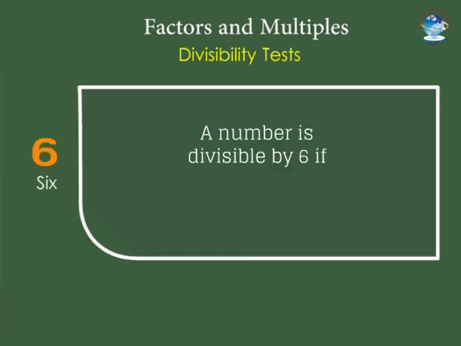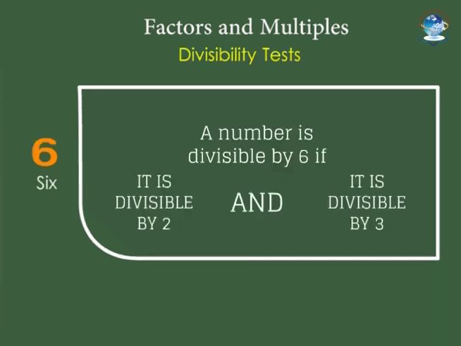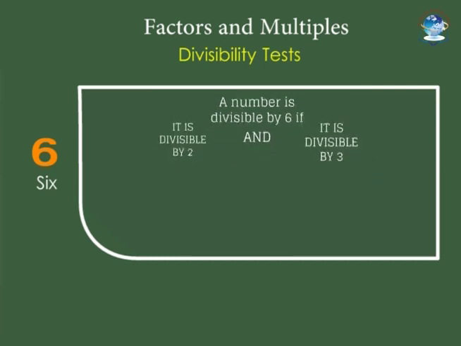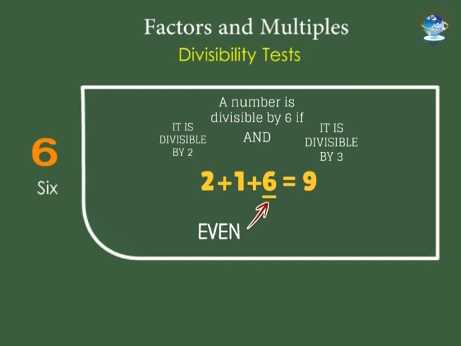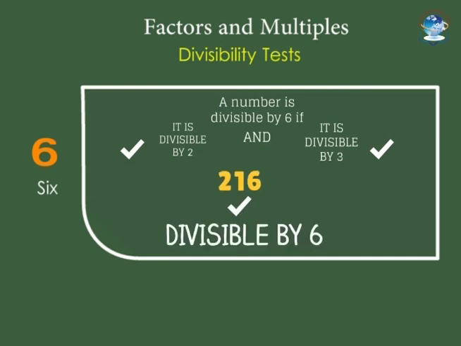A number is divisible by 6 if it's divisible by 2 and 3 as well. The number 216, for instance, the last digit is even, and the sum of its digits is 9. So it meets the divisibility test for 2 and 3, and hence it's divisible by 6.